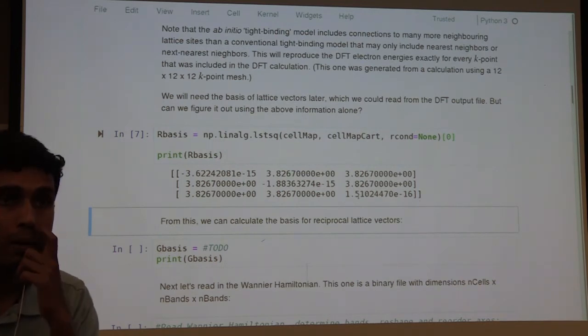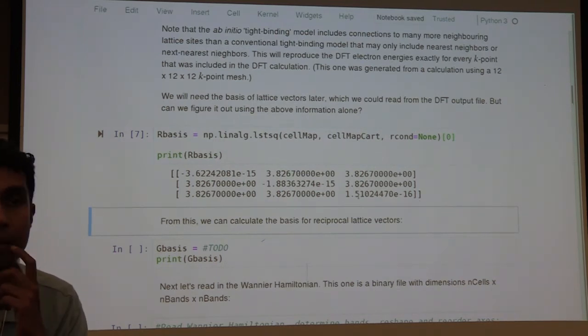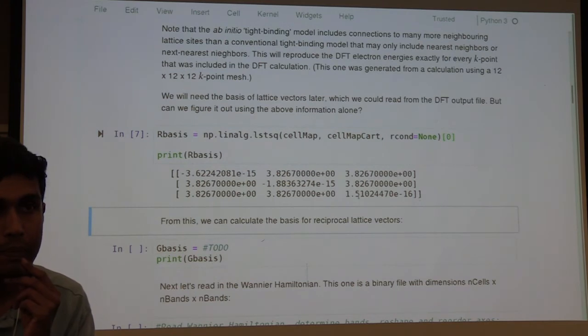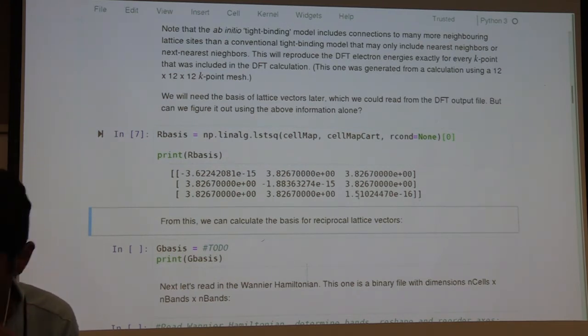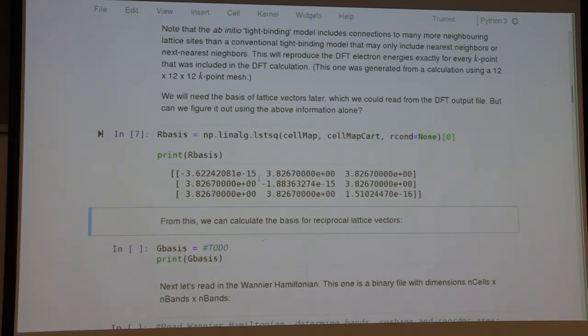Yeah. Can you explain one more time what that function did? You were saying it inverted the integer matrix and then we multiplied that to each. Yeah. So this is basically solving cell map multiplied by R basis equal to cell map cart in a least squares sense, because it's an overdetermined system.